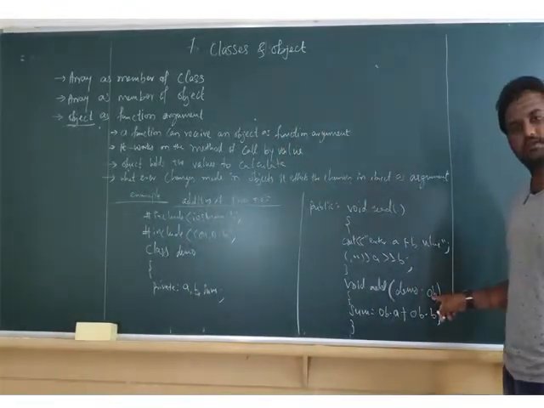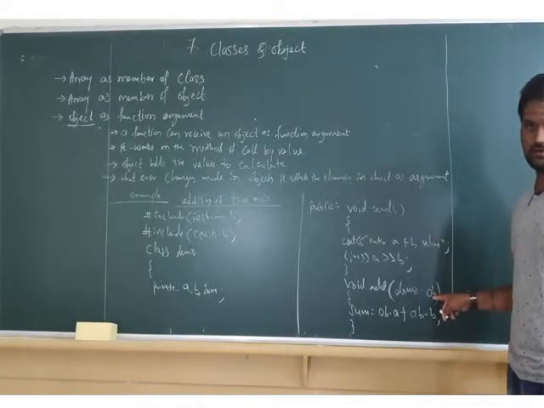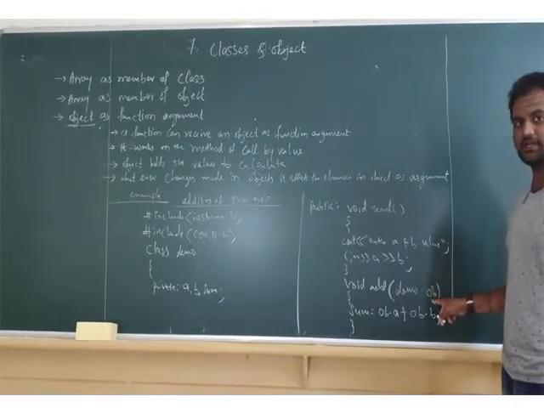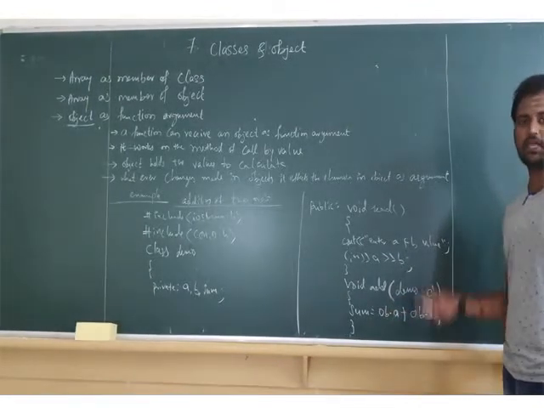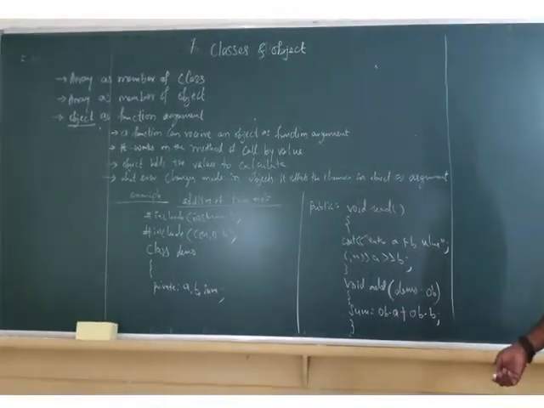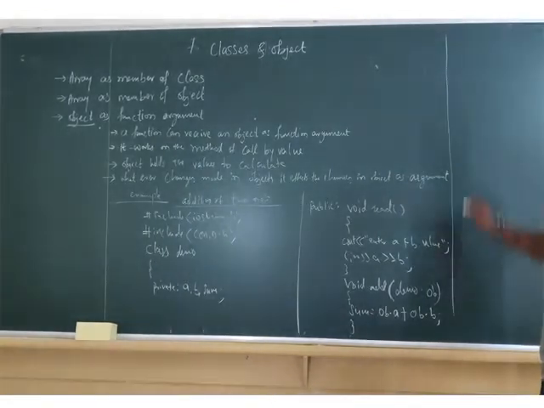ob is the argument. Object is an argument. By using this argument, what are we doing here? I am doing the calculation. Very simple. This is the argument. Okay, next.